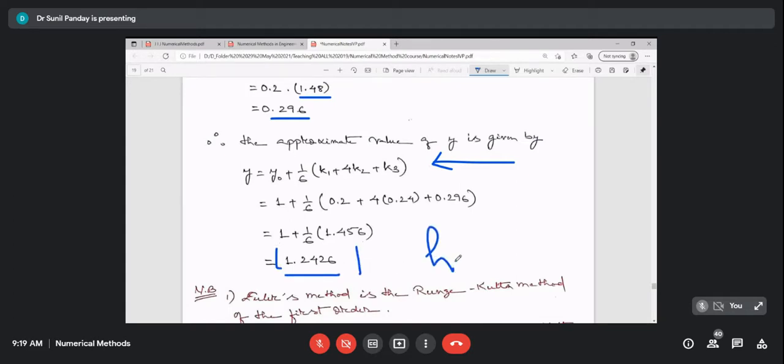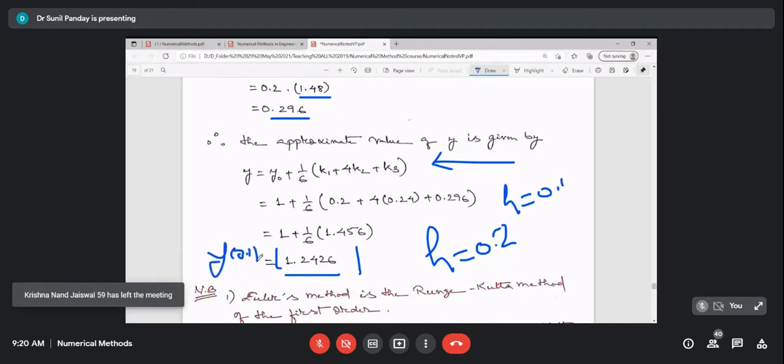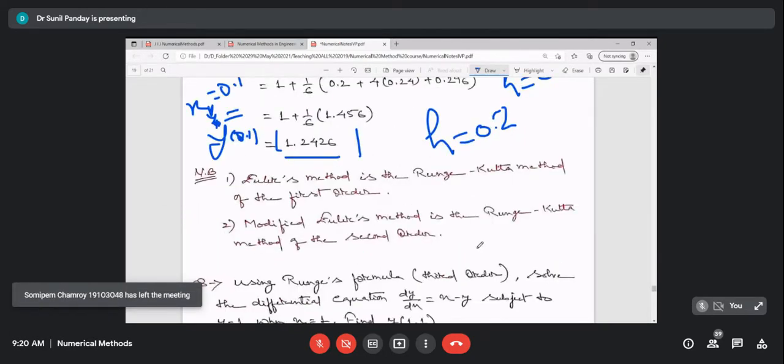Here we have taken h equals 0.2, that's why we are applying this method one time. If we had taken 0.1, then we would get the value of y at 0.1, and then you have to apply this method again using x1 as 0.1 and y1, whatever value comes. In this way this method is applicable.